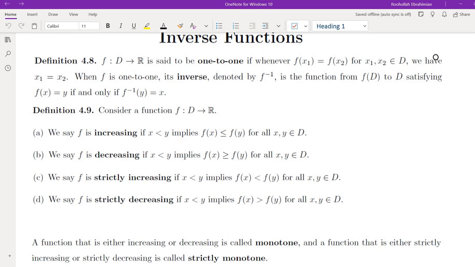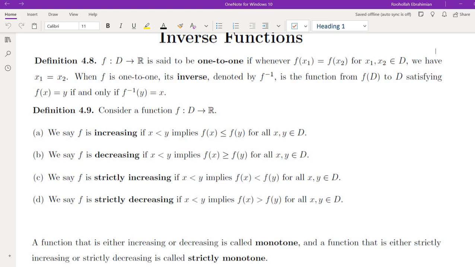Consider the function from D to R. We say f is increasing if x less than y implies f of x is less than or equal to f of y. This one is called increasing. Decreasing is the same except that the inequality is flipped.